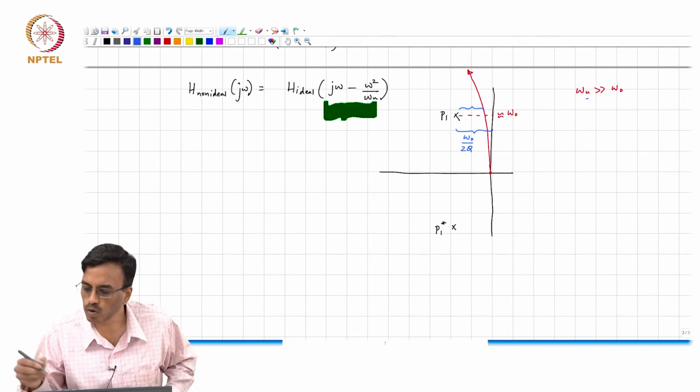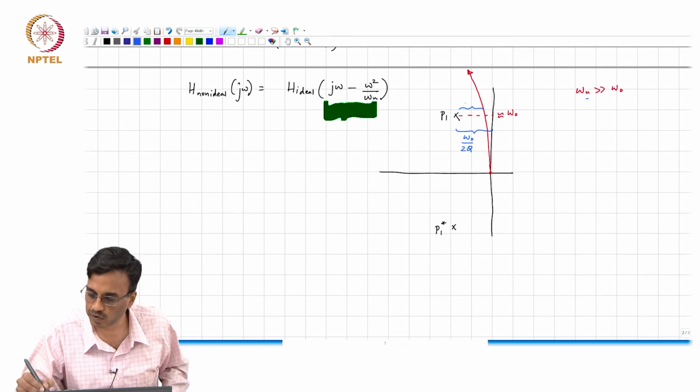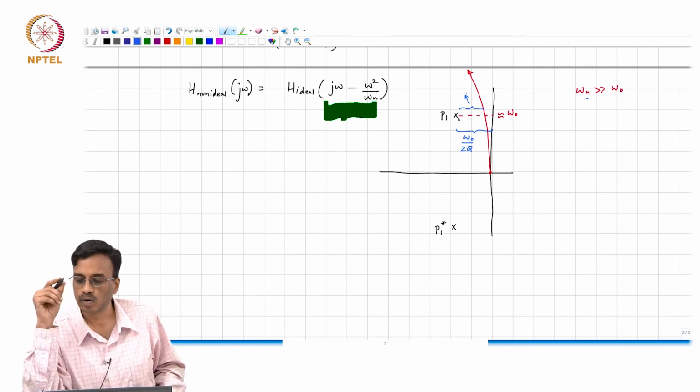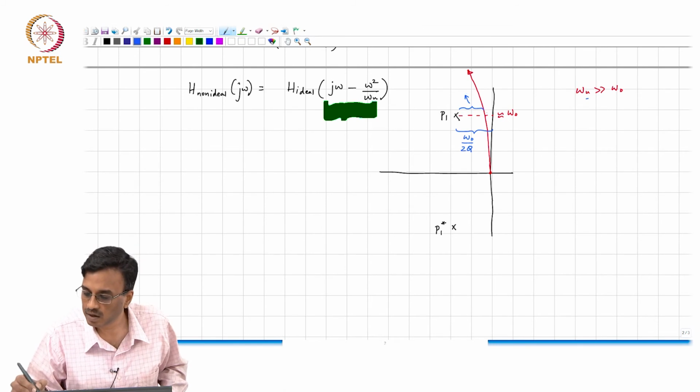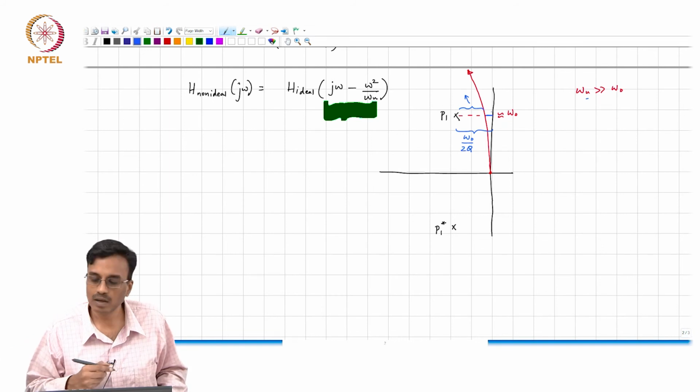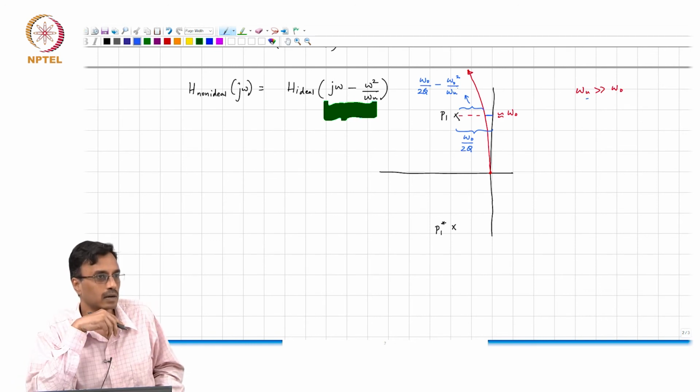So, what is the distance now? Just look at it and give me a simple answer, just use geometry and tell me what this distance is now. It is simply omega naught by 2q minus that much, right. And so, what is that? It is omega naught by 2q minus omega naught square by omega u, correct.